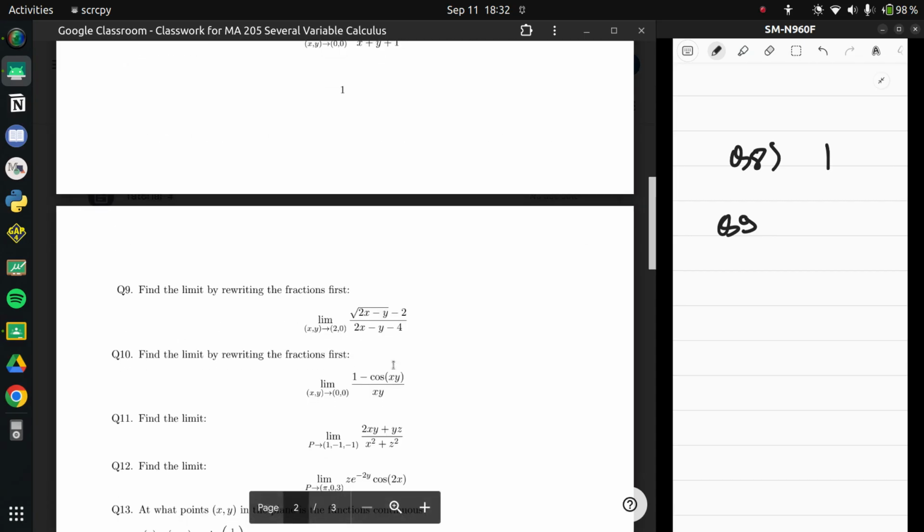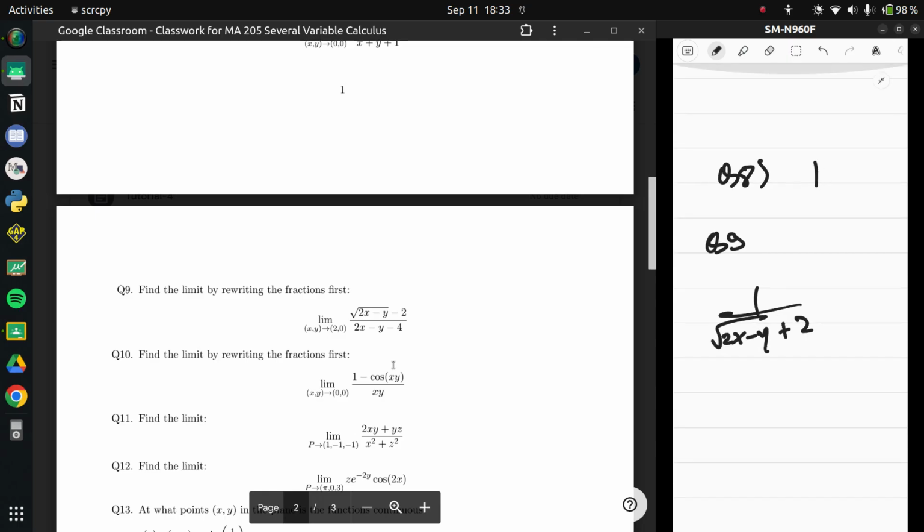Find the limit by rewriting the fractions first, whatever. So just square root of 2x minus y minus 2 upon 2x minus y minus 4. It's a classic thing. So just 1 upon square root of 2x minus y plus 2, whatever. Just put x equal to 0 in this. You just get 1 upon 2. Easy. Oh wait, okay, what?